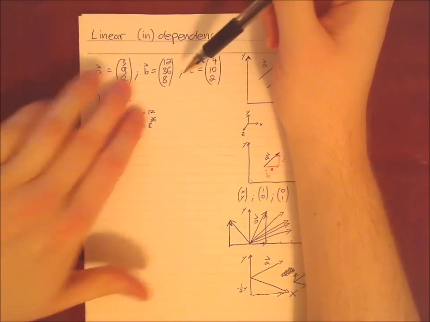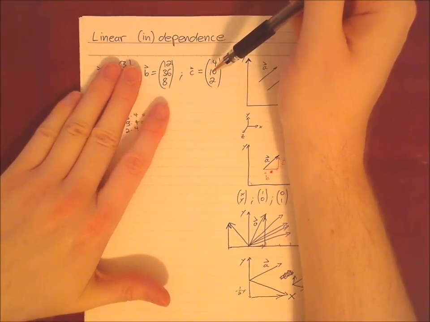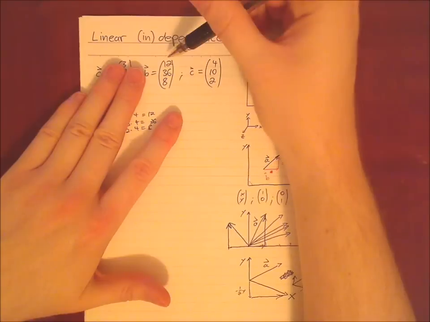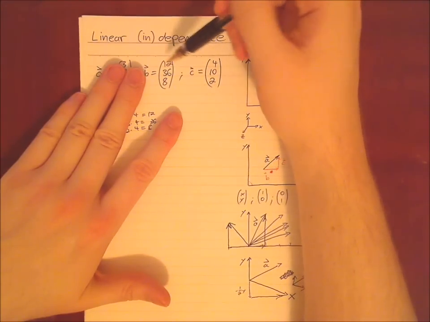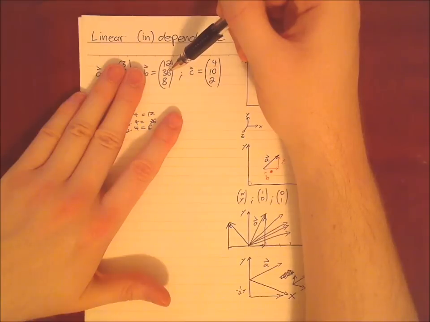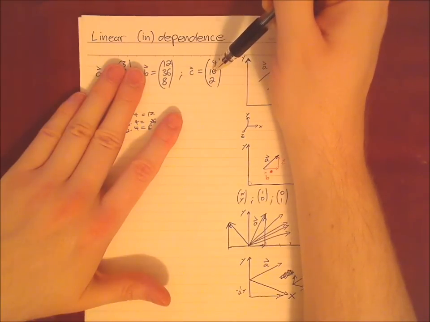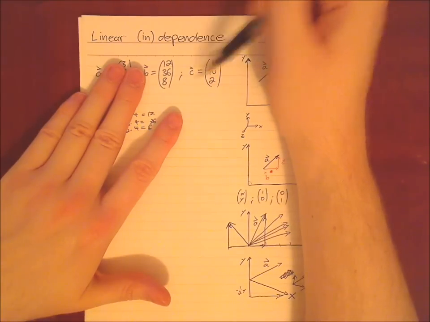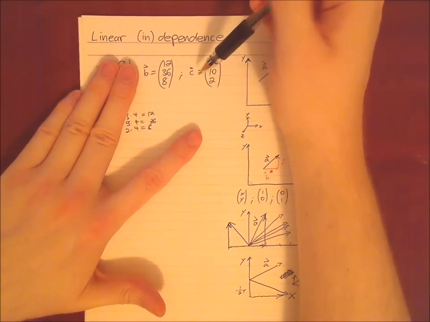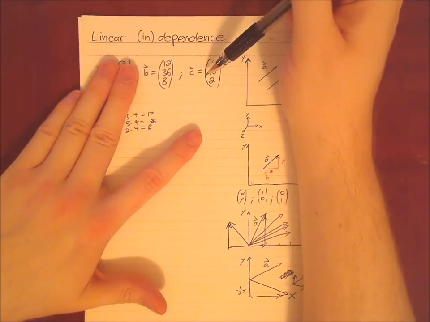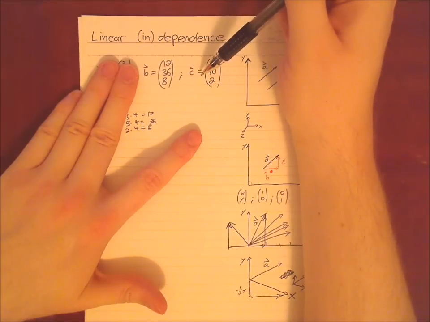Now let's continue. B and C. So we have 12 and 4. I divide 12 by 3 and end up with 4. 36 divided by 3, no, does not fit. 8 divided by 3 also does not fit. So I can easily say B and C are not parallel. B and C are linear independent.